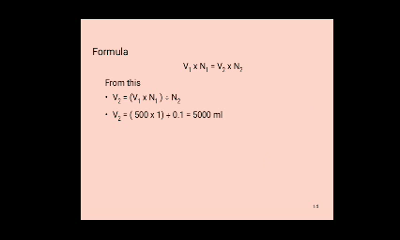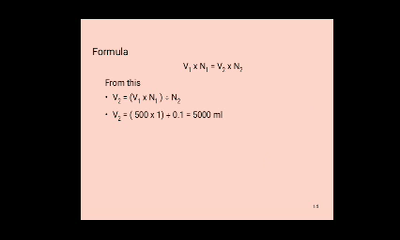N1 V1 is equal to N2 V2. Therefore, V2 is equal to N1 V1 by N2. 1 into 500 by 0.1, that is equal to 5000 ml. The final volume V2 is equal to 5000 ml.